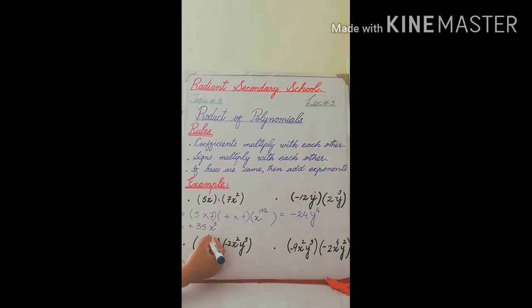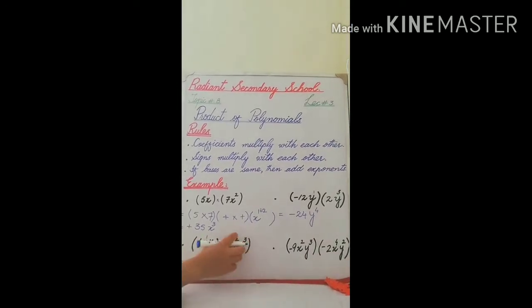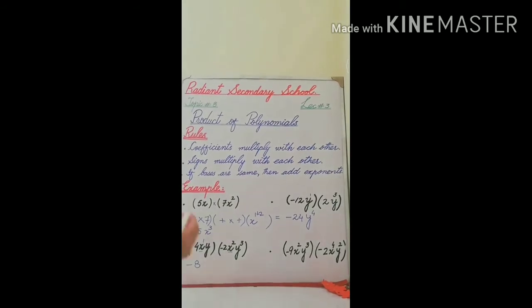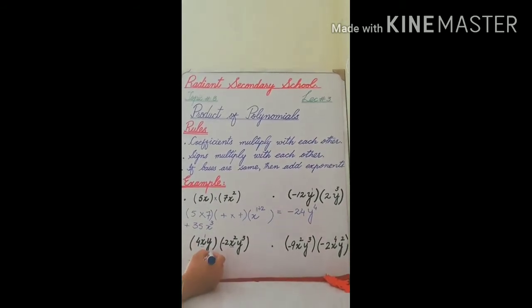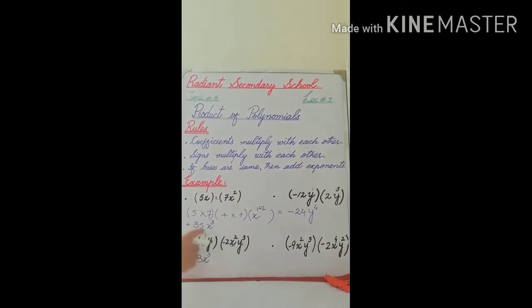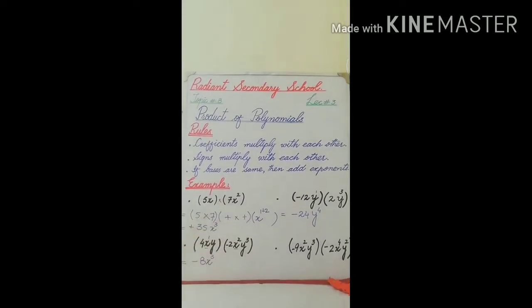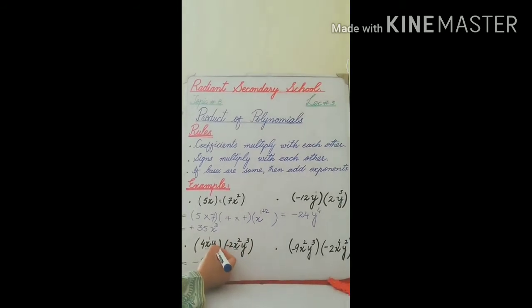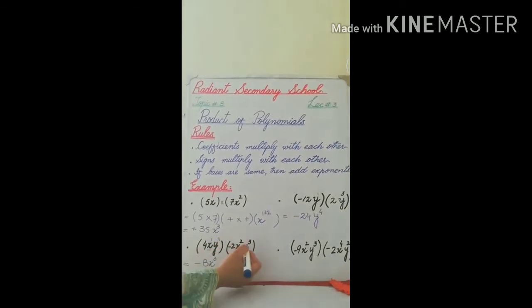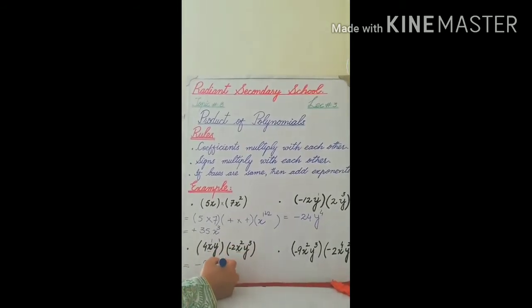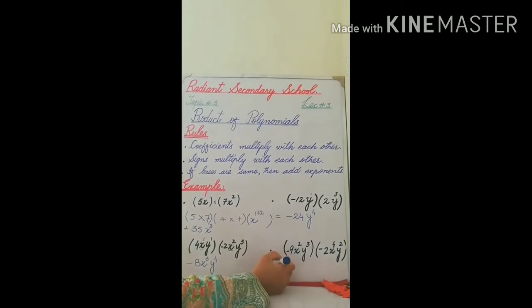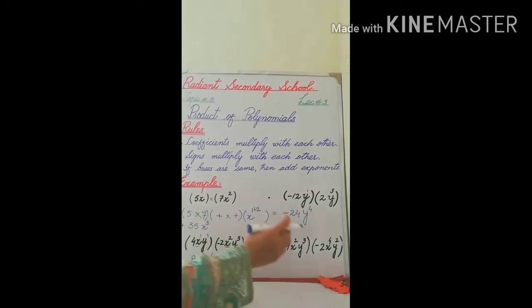Now check. x has exponent 1, this x has exponent 2. These two bases are the same, so add their exponents. What is the answer? x raised to power 3. And y and this y cube have the same variable, so add their exponents. This y has exponent 1, this y has exponent 3, so the answer will be y raised to power 4. Add their exponents. Come on to the last example.